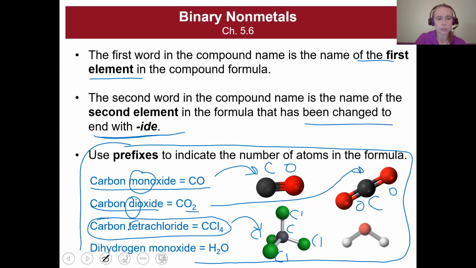So the tetra tells us that there's 4. So tetra is our prefix for 4. And then we have dihydrogen monoxide. We don't always put the prefix in the beginning with the first element, but hydrogen ones are a little bit weird, as it says in your textbook. So sometimes we call water dihydrogen monoxide. Usually we just call it water, but there's 1 oxygen and 2 hydrogens. So we still have the monoxide part for the 1 oxygen, which is the second element in our formula.